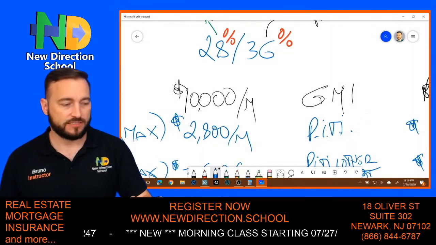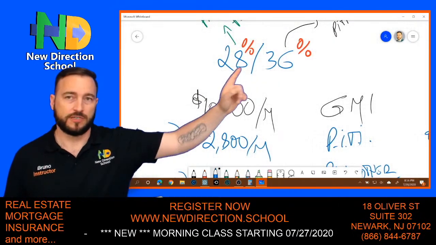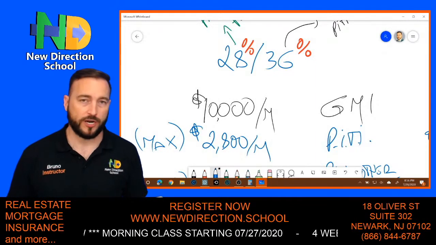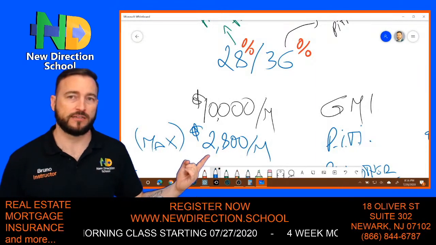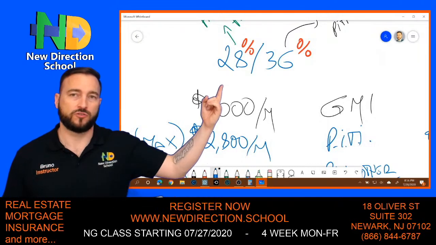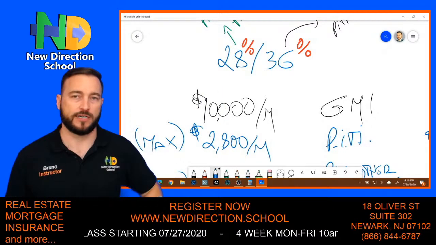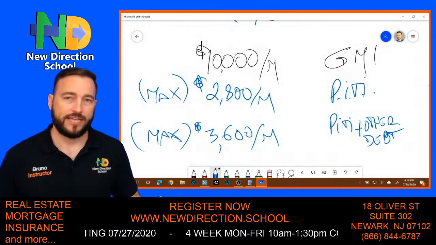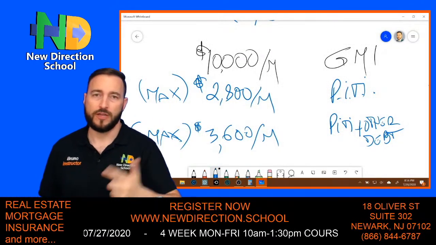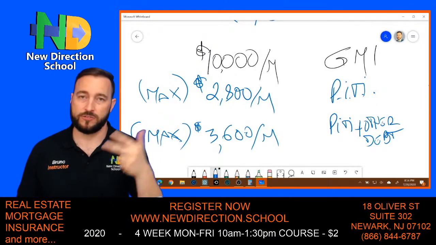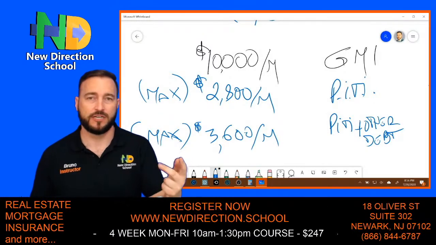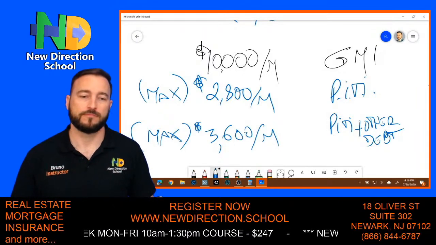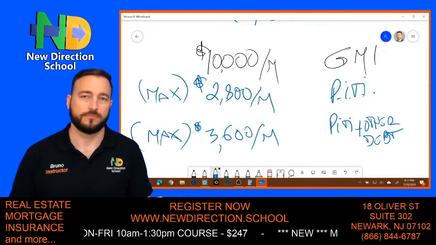Then the max, based on these numbers, the max that you can afford for housing, that means your mortgage, including taxes and insurance, cannot be more than $2,800, right? 28% of your gross income, $2,800. That also means that your house, your car, and any other loans you might have, other financing debts that you might have, cannot exceed $3,600 a month. That's the back-end ratio. You guys understand?